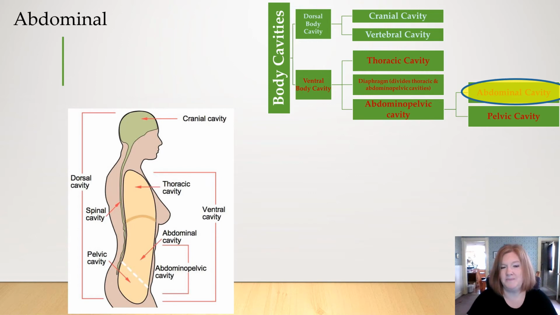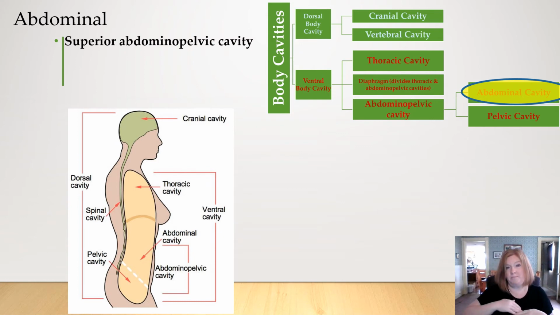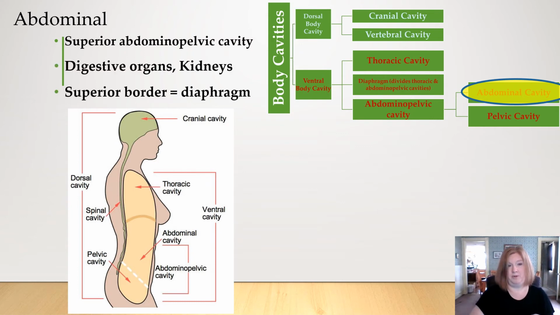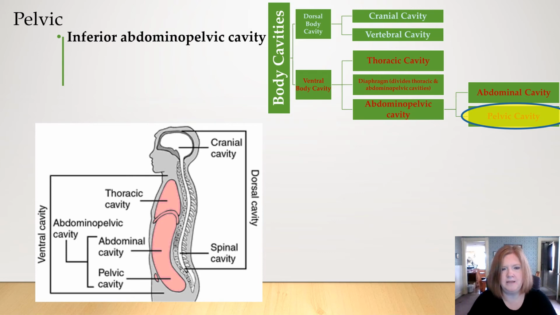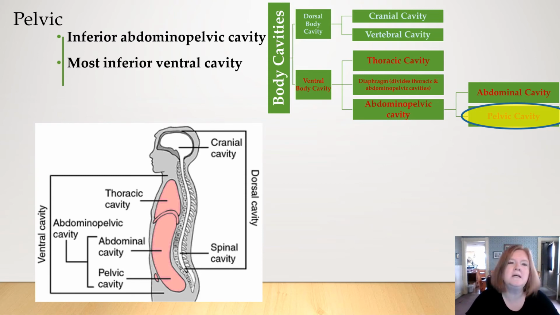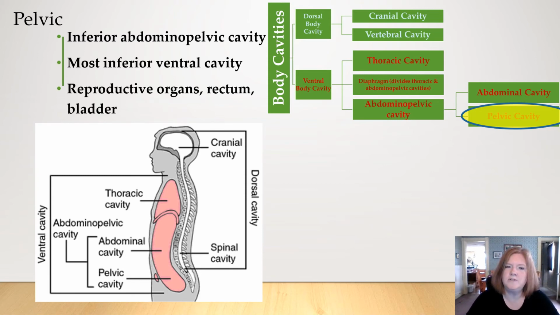And then remember, we have the abdominal pelvic cavity, but it's divided. So we're going to focus on those. We have the abdominal cavity, that's superior. So that's right below the diaphragm. The superior border is the diaphragm. And what you find here in the abdominal cavity is mostly digestive organs, but also your kidneys. And then we have the pelvic cavity, the inferior part of the abdominal pelvic cavity. In fact, it's the most inferior of all of the ventral body cavities. It houses your reproductive organs, the rectum, and the bladder.